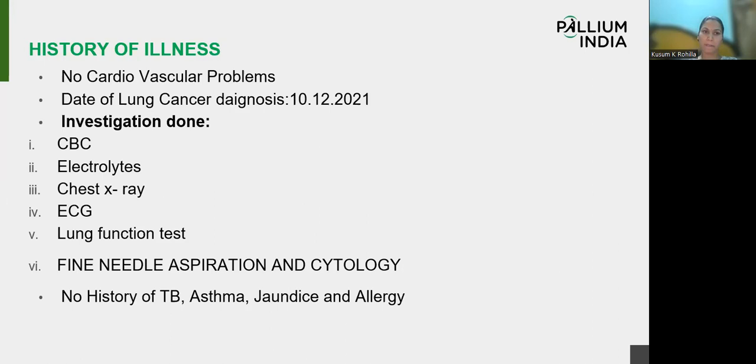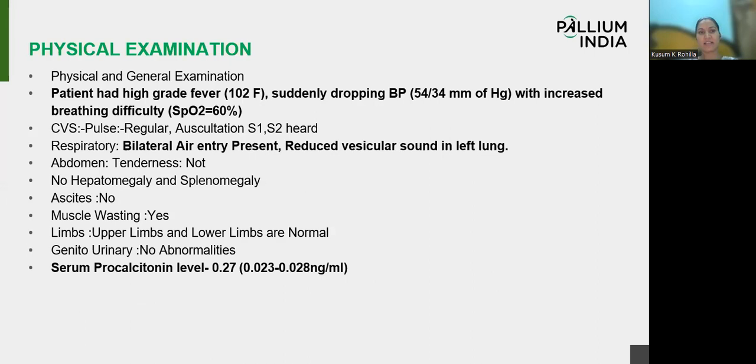On general physical examination of the patient, you'll see the patient has a high grade fever, like 102, a sudden drop of BP, like 54 by 34, with increased breathing difficulty. The SpO2 of my patient when he came to the hospital was around 60%. Then cardiovascular: pulse was regular and S1 S2 sounds present. In respiration, bilateral air entry was present, but reduced vesicular sound in the left lung area because the patient had left lung cancer.